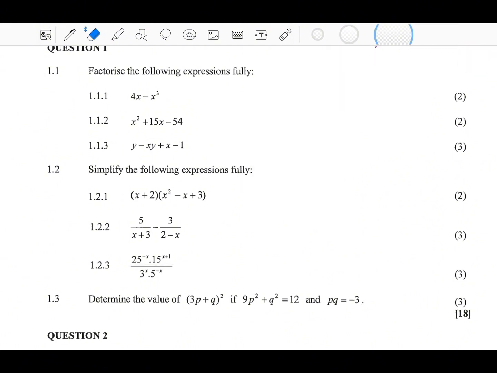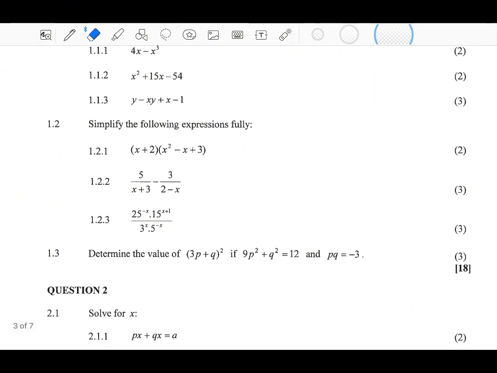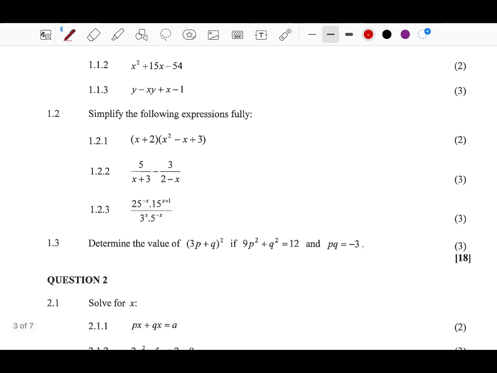Great, so let's go to 1.2.3. So you have 25 power negative x times 15 power x plus 1 over 3 power x times 5 power minus x. Okay, cool. They're testing you a couple of things here.